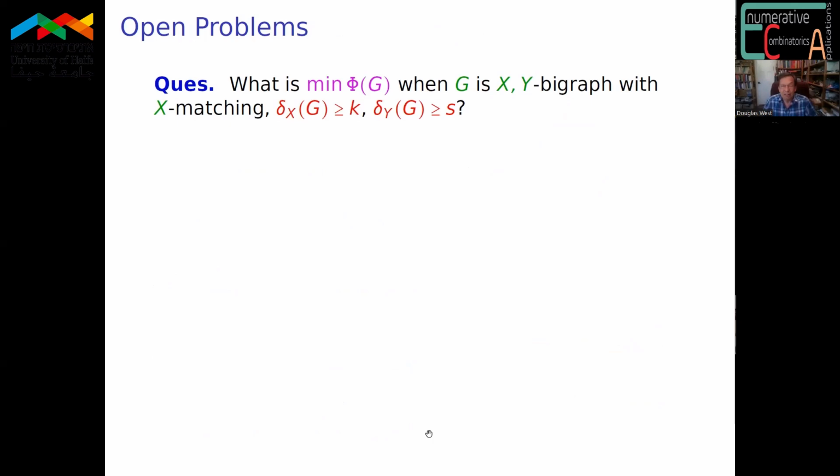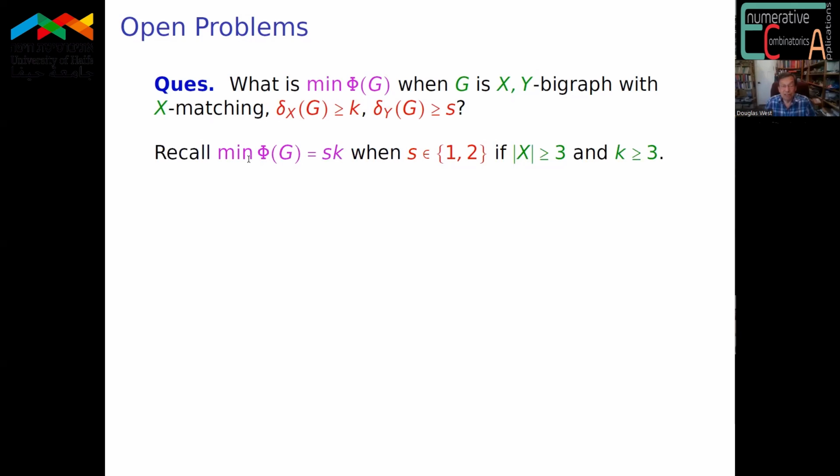What is the minimum number of maximum matchings when we have an XY bigraph that has an X matching? Every vertex in X has degree at least K. Every vertex in Y has degree at least S. Well, here's another reason why I showed you those examples when the degree in Y was 1 or 2.